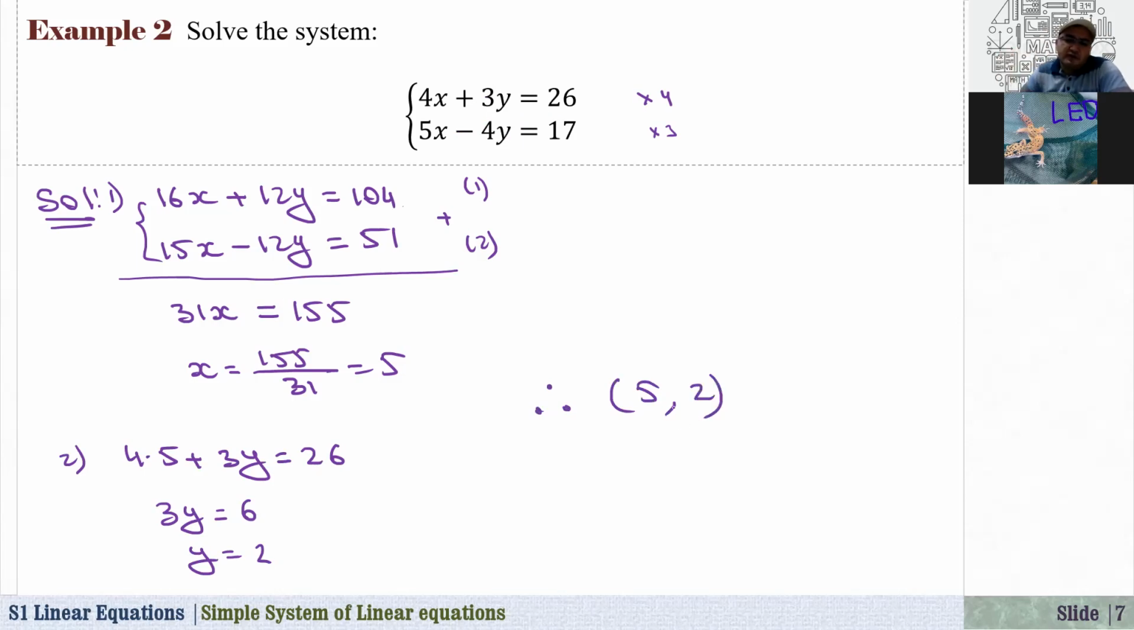Of course, always you need to write the solution in alphabetical order, right? If the variables are a and b, first a, then b. If it is x and y, then first x and then y. If it is x, y, z, first x, then y, then z. This is just by convention. Okay, in math, we actually write in alphabetical order.